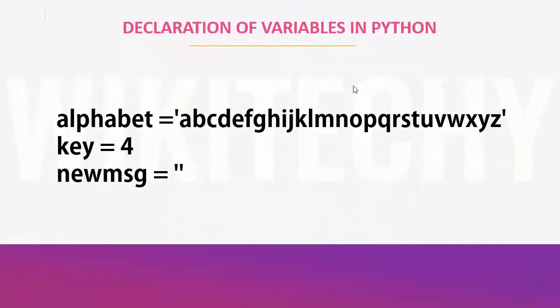Let's start. Before proceeding with the project, you should understand the basic concepts of Python. For declaring a variable, I'll be using single quotes. I got my alphabet, which is a string, so I gave it single quotes and all the information. If it is a number, you should not give any single quotes. And if it's an empty message, just give empty single quotes. That's it. This is how you declare variables in Python.